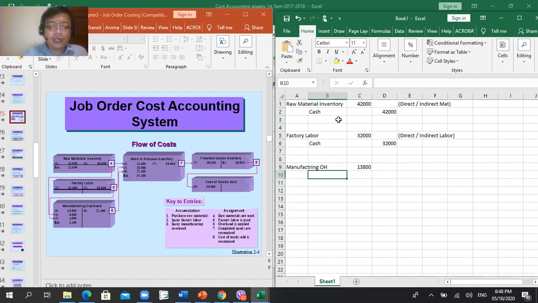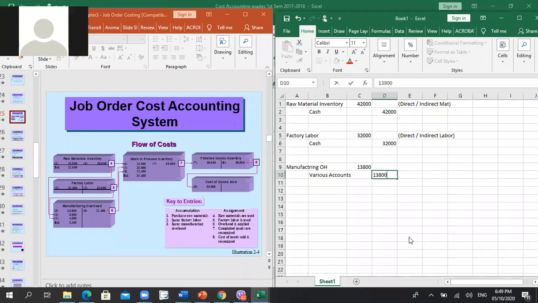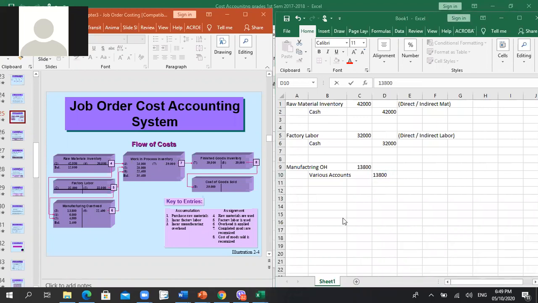And then, let's say various accounts na lang. Why various accounts? Kasi madami yan, di ba? Pwedeng depreciation, pwedeng utilities payable. So I will put na lang various accounts, which is 13,800. Alright.